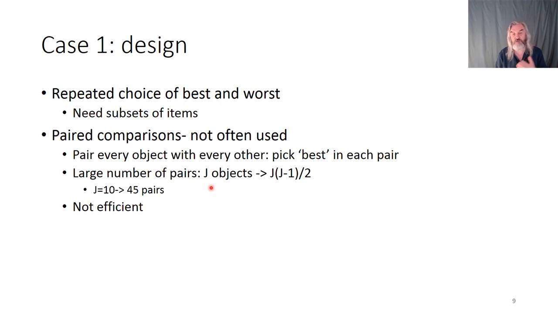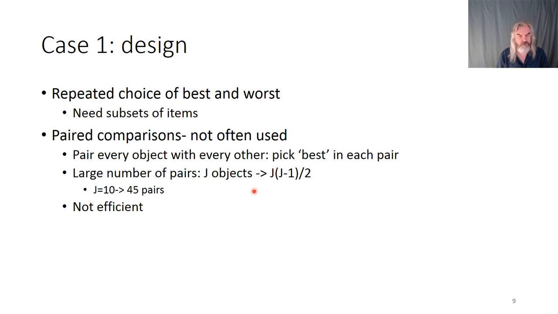So if you've got j objects, then the number of pairs is j times j minus 1 over 2. So you've got 10 objects you're trying to rank. If you do every possible pairwise, that's 45 pairs of data that people have to answer. And that's going to challenge them. Also, this isn't a particularly efficient way of using their time.